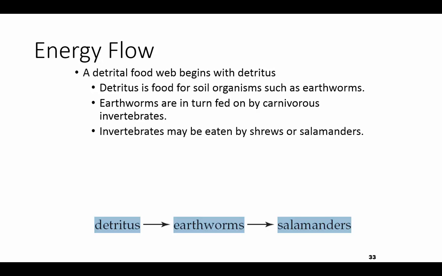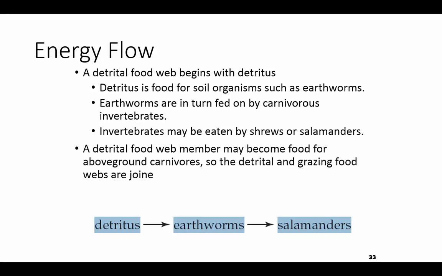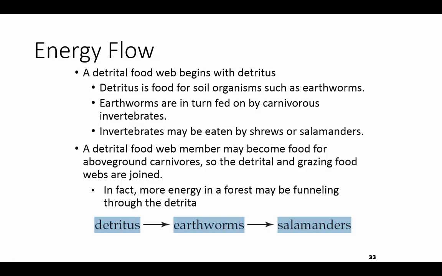So this detrital food web could become food for the carnivores that live above ground. That's what shows how the detrital and grazing food webs are joined together. More energy in the forest actually flows through the detrital food web than through the grazing food web.